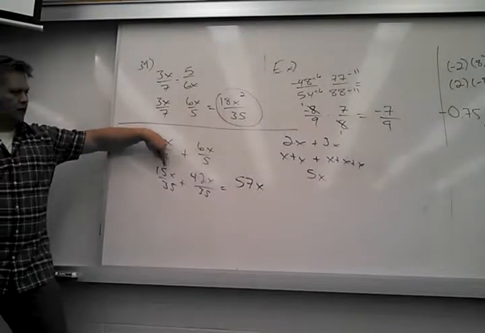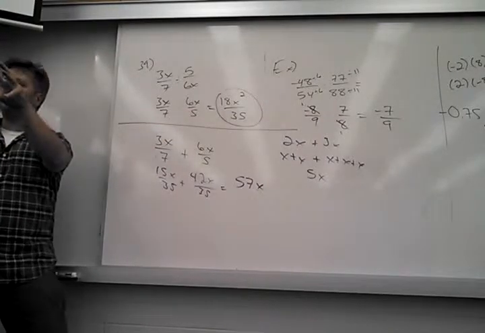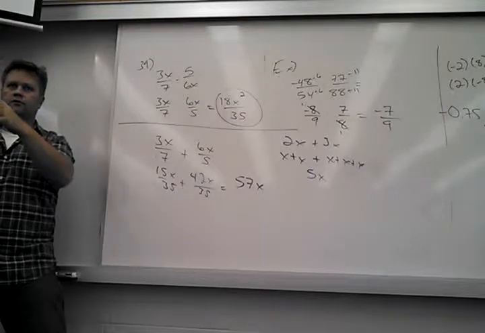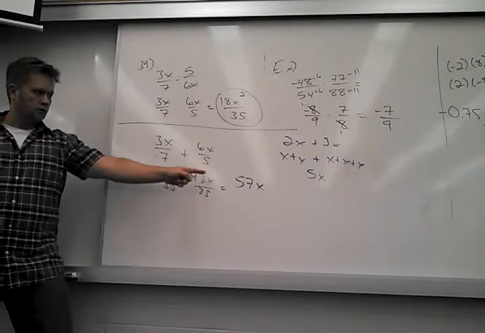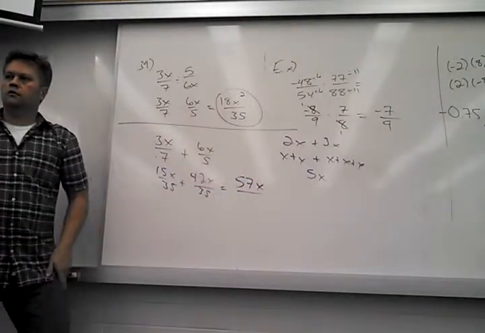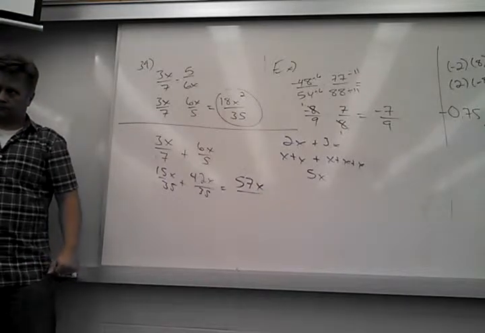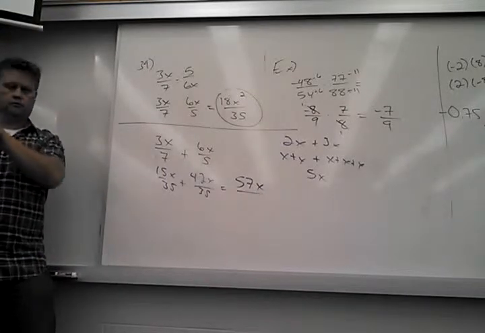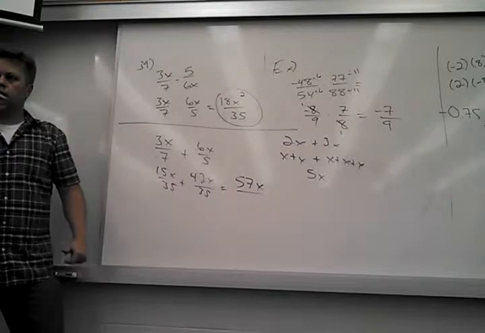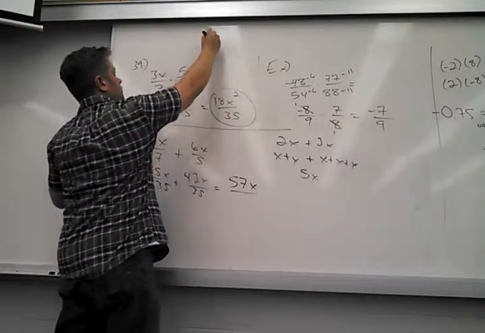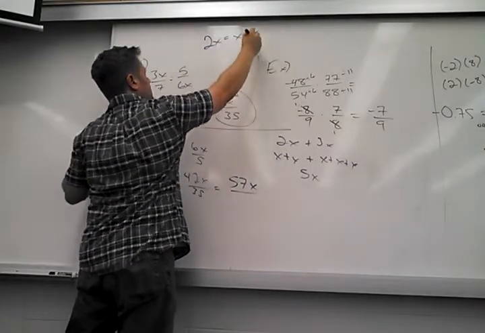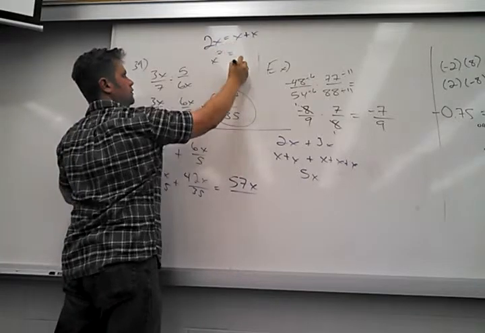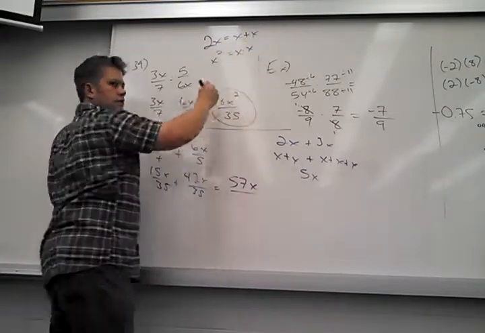So when I see 15x plus 42x, those are like terms, so I can put those together. Like you said, the x carries over, but in the multiplication it's x squared. Exactly. That's the distinction I was trying to make. So, guys, 2x is x plus x. X squared is x times x.